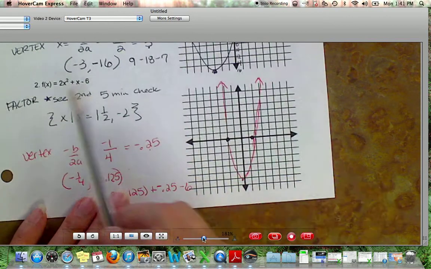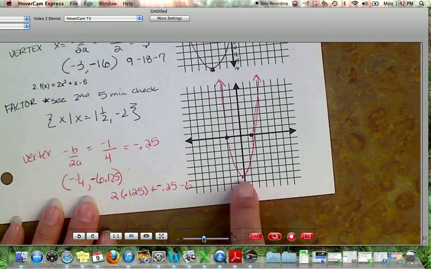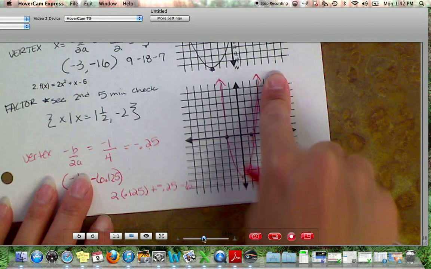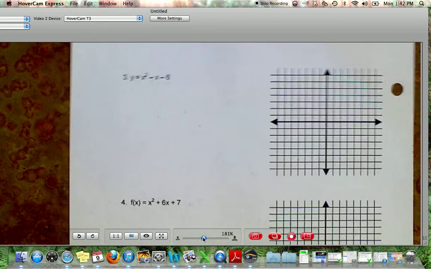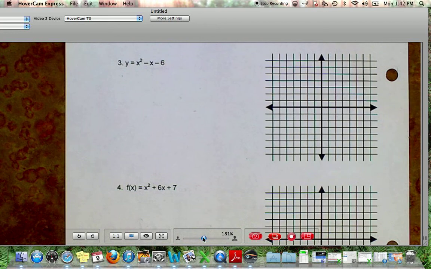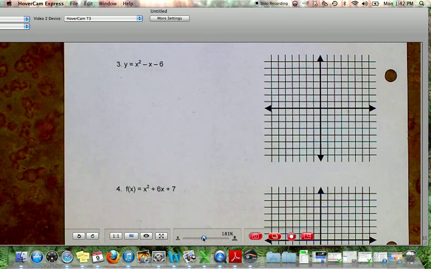So we factor it to find the x-intercepts. We do the vertex to find that, and then we connect the dots. Let's try a couple more on the back. If you feel like you're ready, you could try number 3. 4 is going to be tricky, but why don't you all try number 3, see how you do. Push pause here.